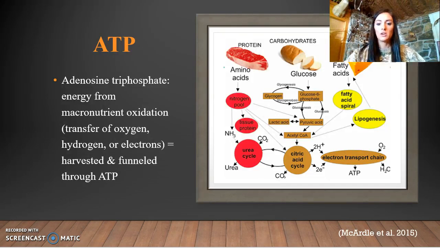So the first thing I wanted to go over was what is ATP. It stands for adenosine triphosphate, and it's energy from macronutrient oxidation, which is the transfer of oxygen, hydrogen, or electrons, and this is harvested and funneled through ATP. Here, macros are your proteins, carbohydrates, and fats. There's a diagram there of how the process goes and then ends as ATP.